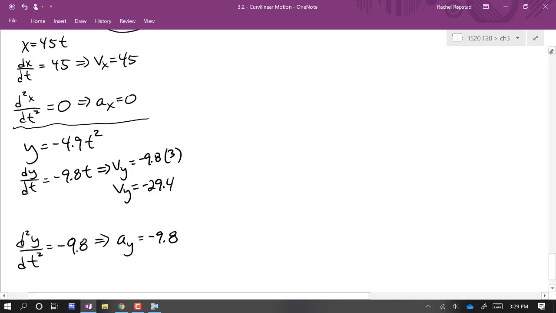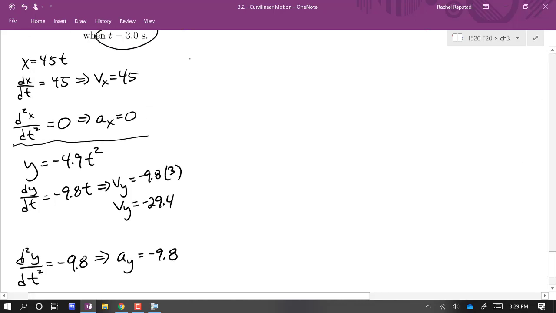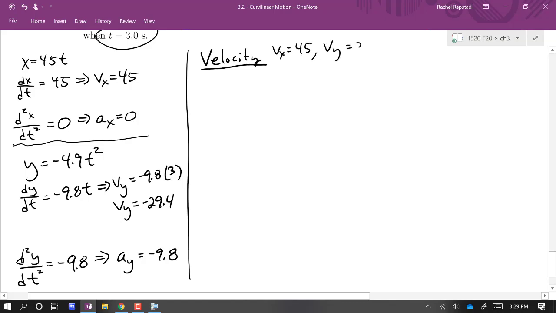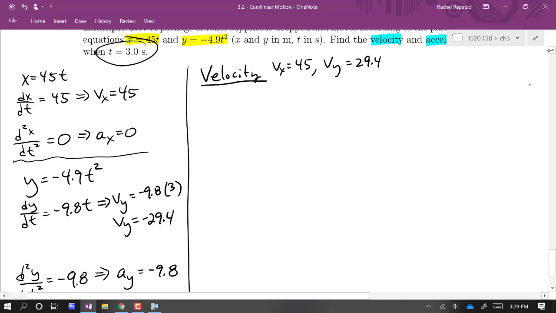Now, I think we've done all the calculus that we need to do. So let's put this together. Let's do our velocity vector first. We know that Vx is 45, Vy is negative 29.4. So again, that is quadrant 4.